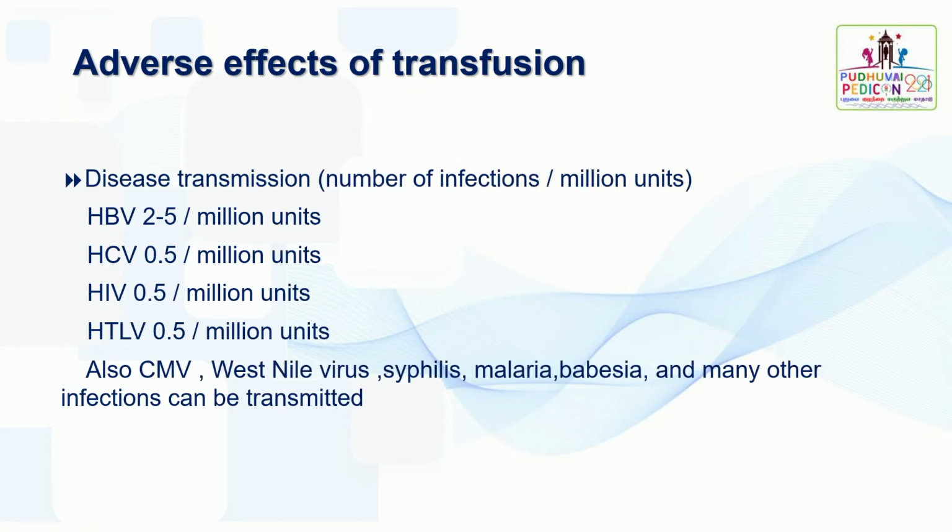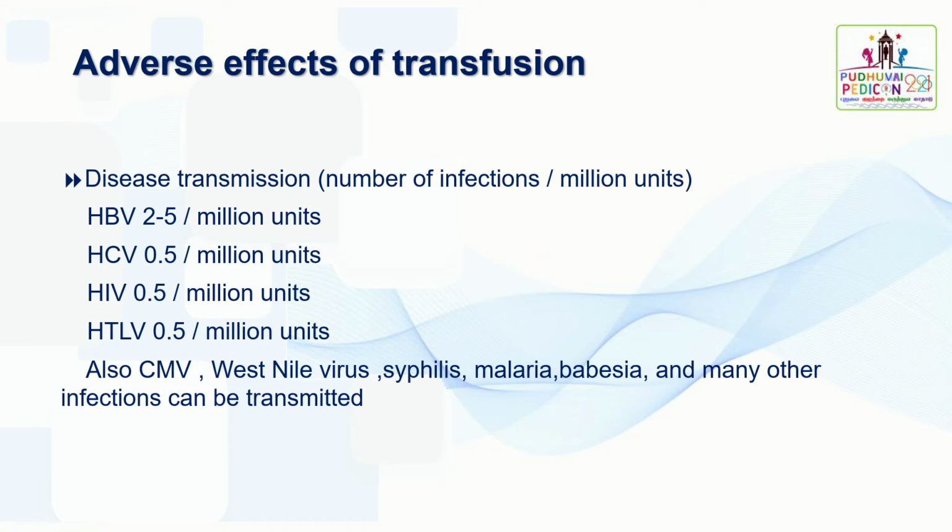This is the one which we are much worried about. So disease transmission risk. There is a risk of hepatitis B transmission in 2 to 5 persons per million transfusions. Similarly, hepatitis C virus, HIV, human T-cell lymphotropic virus, there is a risk of 1 per 2 million transfusions.